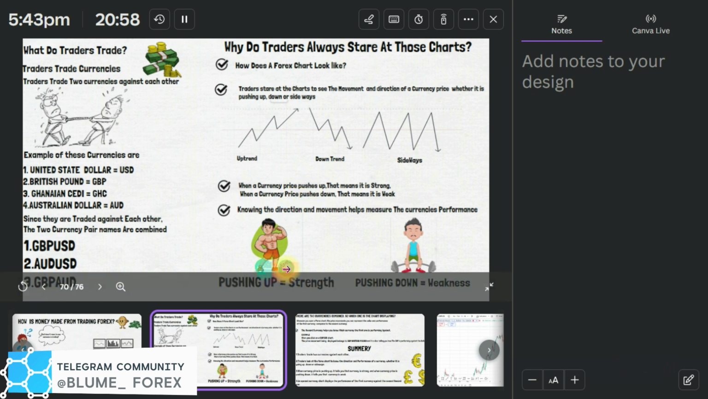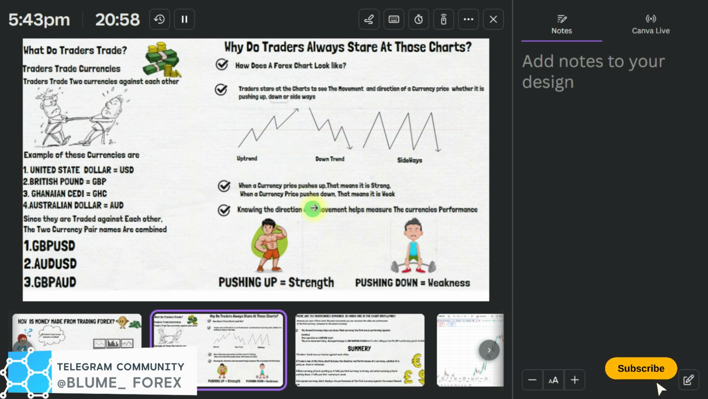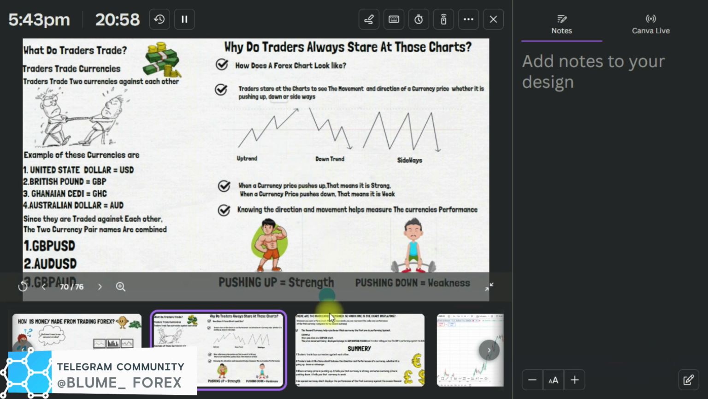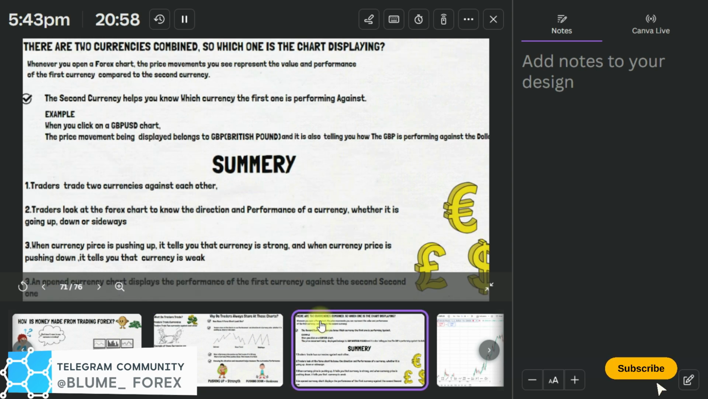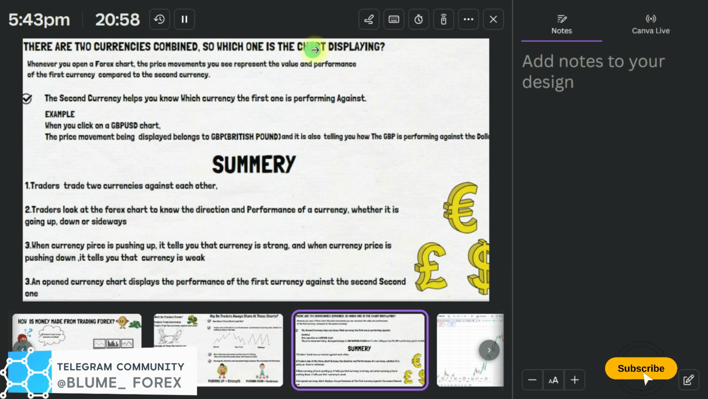So pushing up, strength; pushing down is weakness. Sideways means stagnant, right? So if a currency is pushing up, a strength. If a currency is pushing down, it's weakness, and if a currency is moving sideways, it's indecision. Now, so yes, there are two currencies combined. So which one is the chart displaying? You are probably asking yourself. Do you understand? Whenever you open a forex chart, the price movements you see represent the value and performance of the first currency compared to the second one, right?